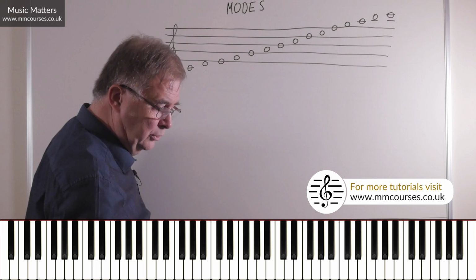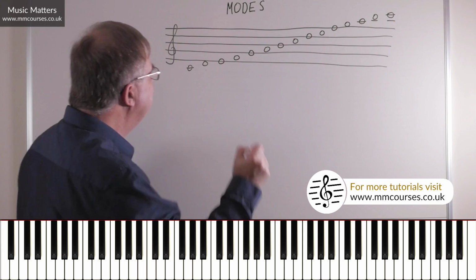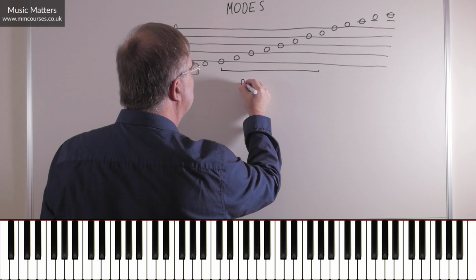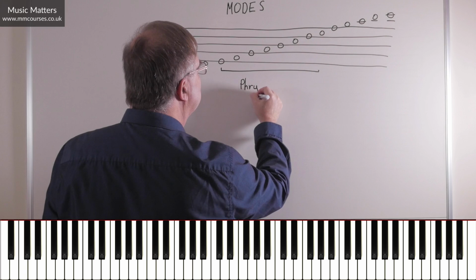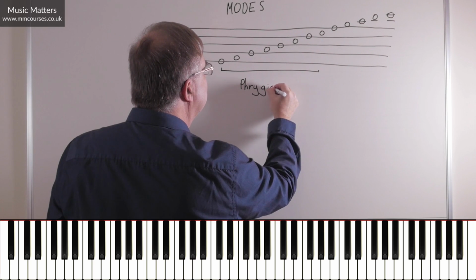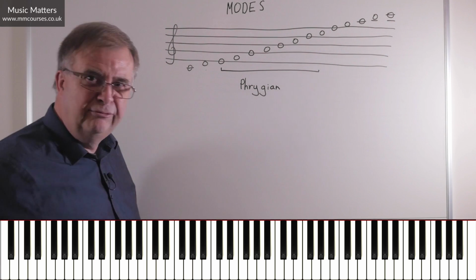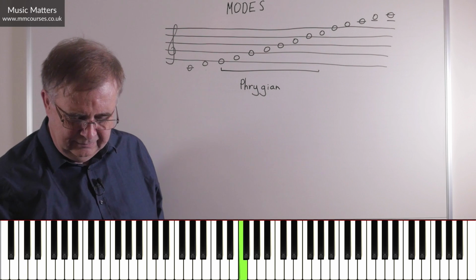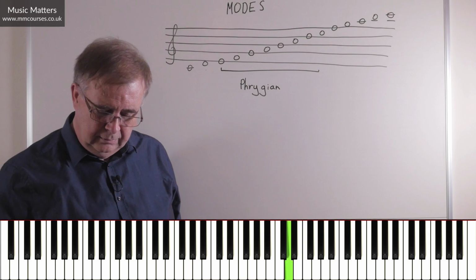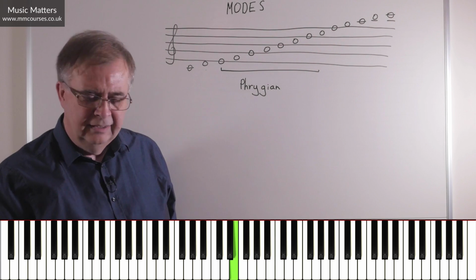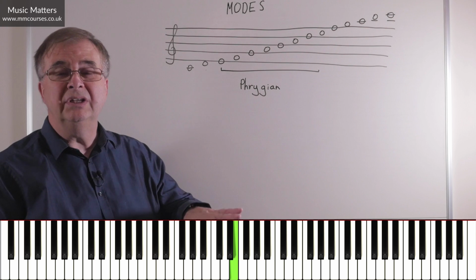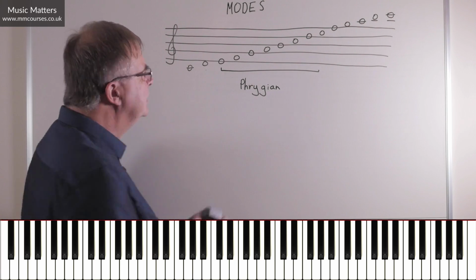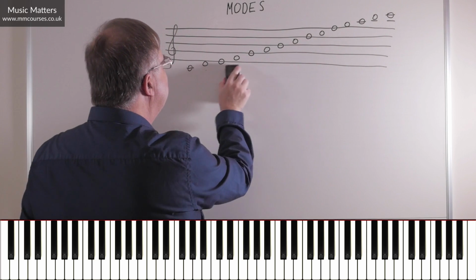Now, you can of course go from E to E. And if I use the notes from E to E, I'm using something called the Phrygian mode. My goodness me. It sounds like something you put in the fridge, doesn't it? Phrygian mode. But this is the Phrygian mode, E to E. So it's the same principle. On the modern keyboard or the modern piano, it just means using the white notes. So there's the Phrygian mode running from E to E.